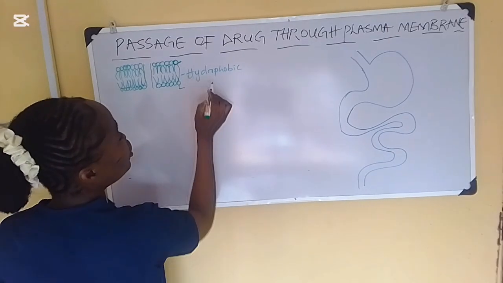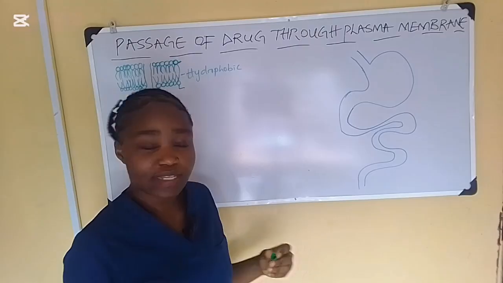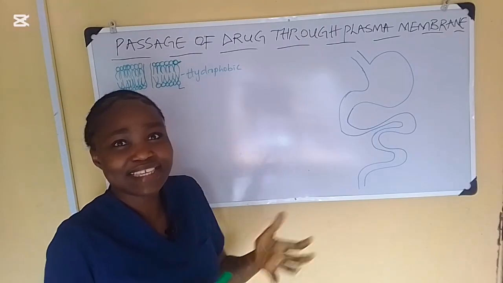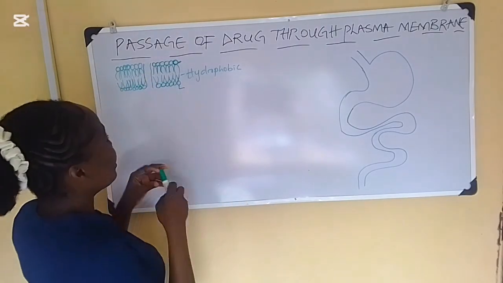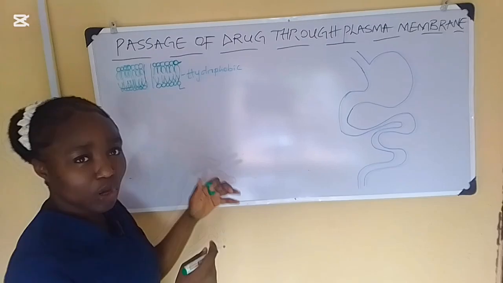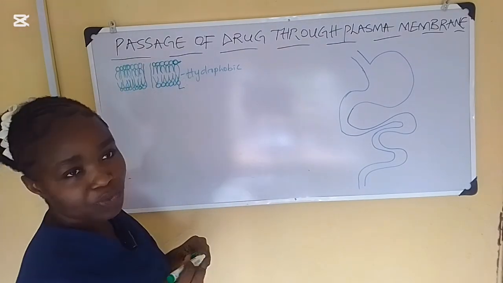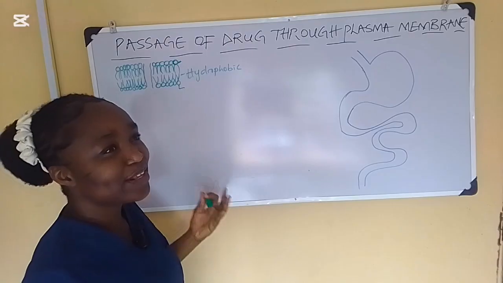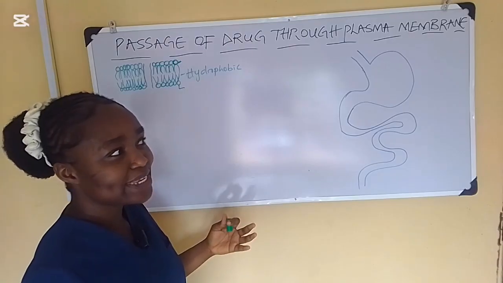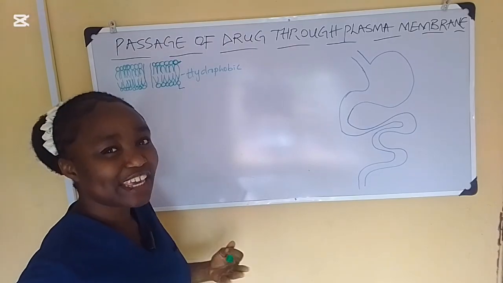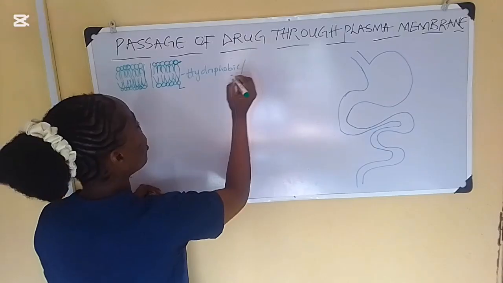Now, we already know what hydro means. Hydro signifies water, and phobia signifies hatred. So this part, which is the main part where the drug molecules are supposed to pass through, is the hydrophobic area, meaning that it is against water, or we can also call it lipophilic, which is liking fat. So hydrophobic or lipophilic.